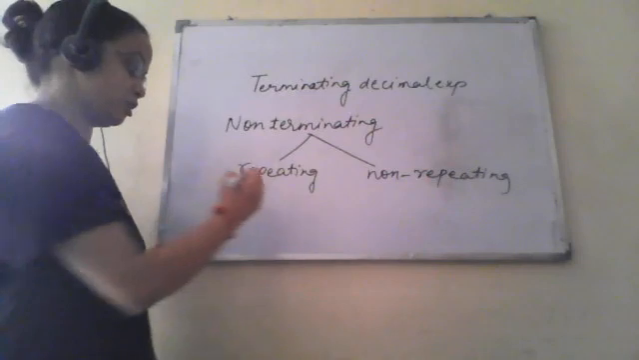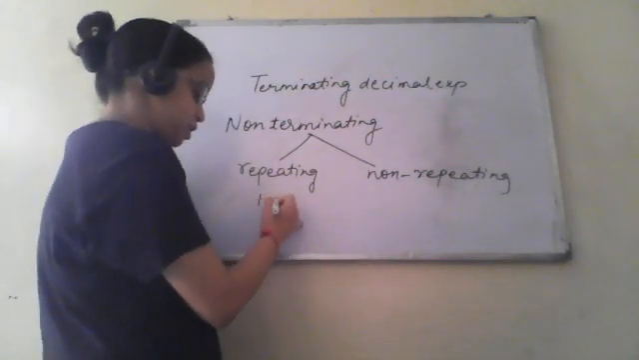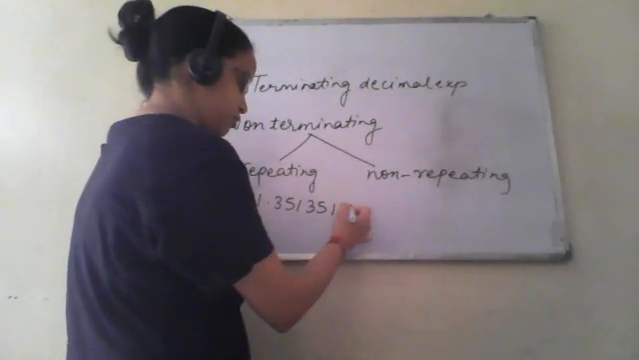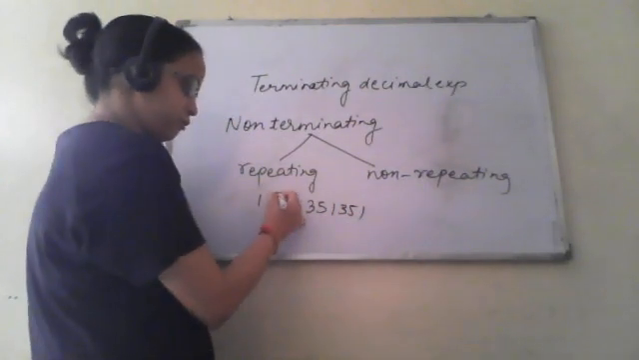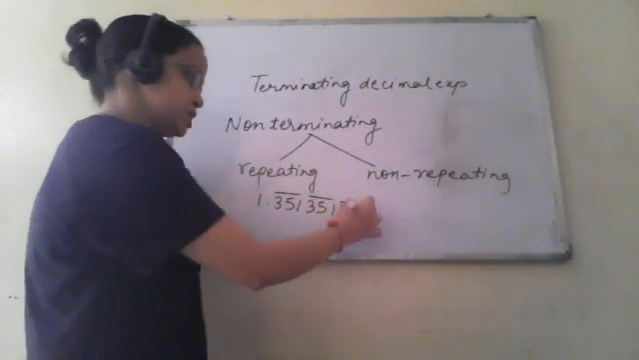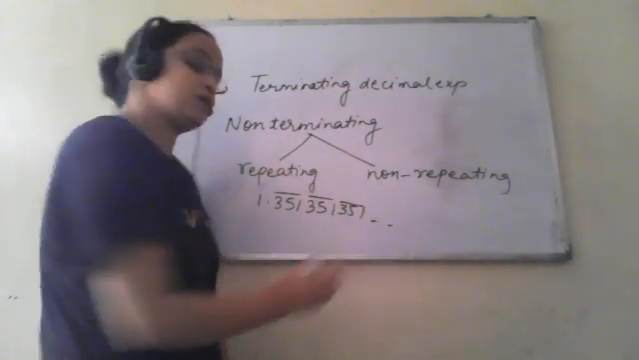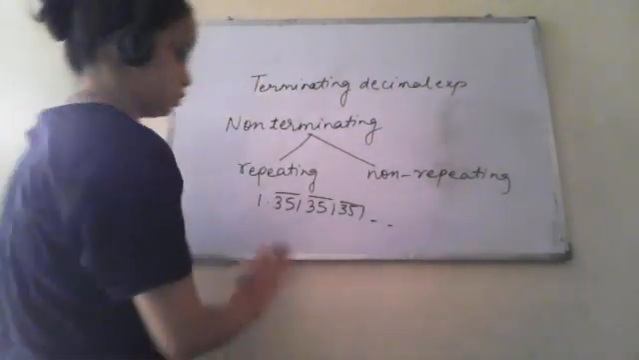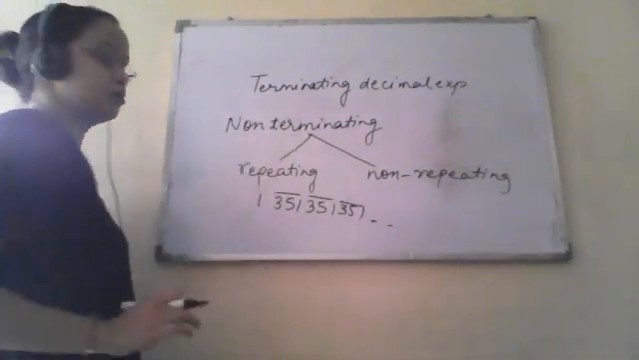Like if I talk about a decimal expression, it is 1.351351. So this block of three digits is repeating. It will not terminate. The remainder will never become equal to zero. So this was non-terminating repeating.